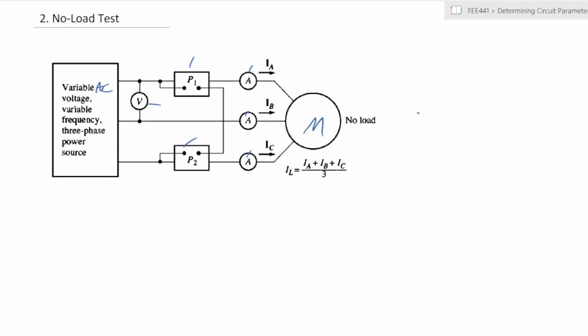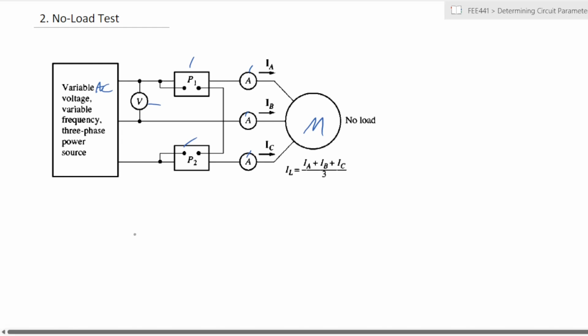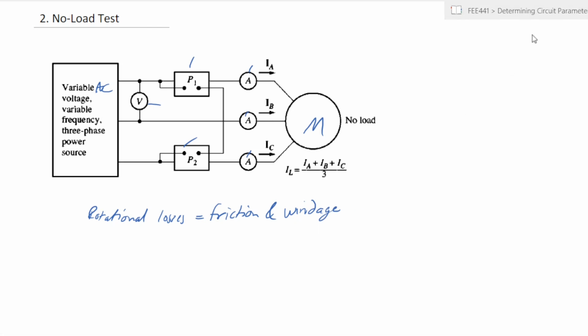The mechanical load that would be applied to the motor is only the cooling fan that comes as part of the motor, and maybe the friction in the shaft. So the only load here is rotational losses, which are equal to friction and windage.